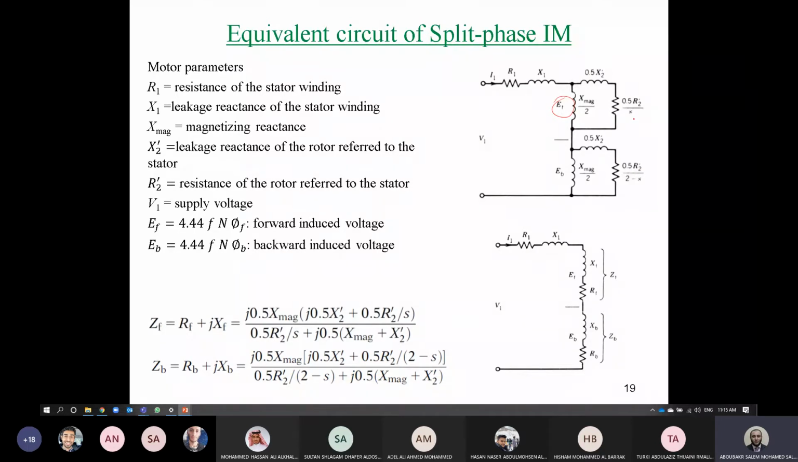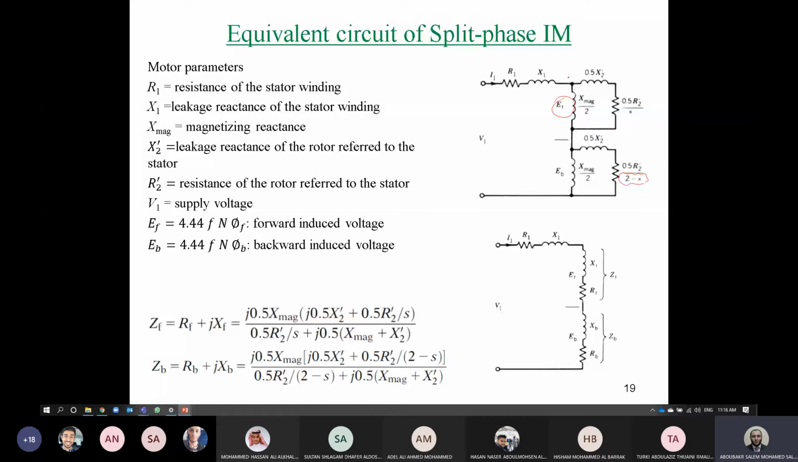For the part of the backward impedance, we will have firstly the part of magnetization xm over 2 and 0.5 x2 prime in series with 0.5 r2 prime over 2 minus s. Here it's 2 minus s because it's backward flux. We can simplify the circuit. Of course here we have two series elements in parallel with another element. So the combination will be this impedance multiplied by that impedance divided by the summation of the two impedances.